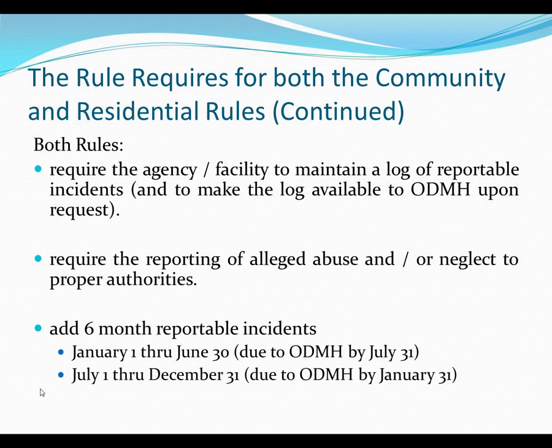And both rules add the 6-month reportable incidents, which is going to be the primary focus of what we're talking about today. That is for the period of January 1 through June 30th, which would be due on July 31st, and then the period of July 1st through December 31st, which is due on January 31st. So we'll talk a little bit more about that in just a little bit.